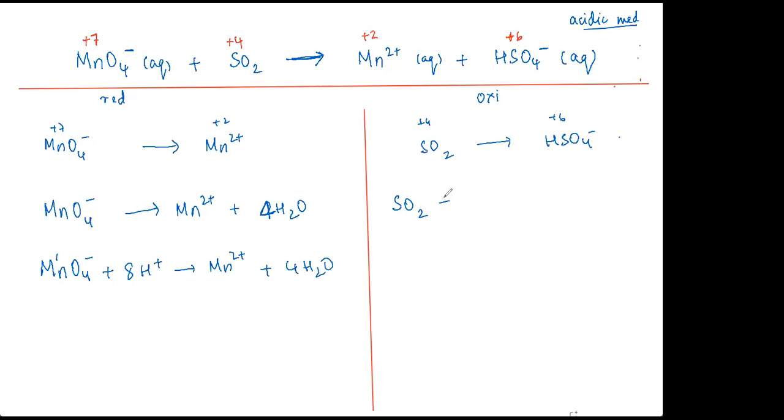2H2O gives HSO4 minus. Okay, now the oxygen is balanced. Are hydrogens balanced now? No, ma'am. So I think on the left hand side you'll add 4H plus ions. Left hand side? Right hand side, sorry. How many are you going to add?